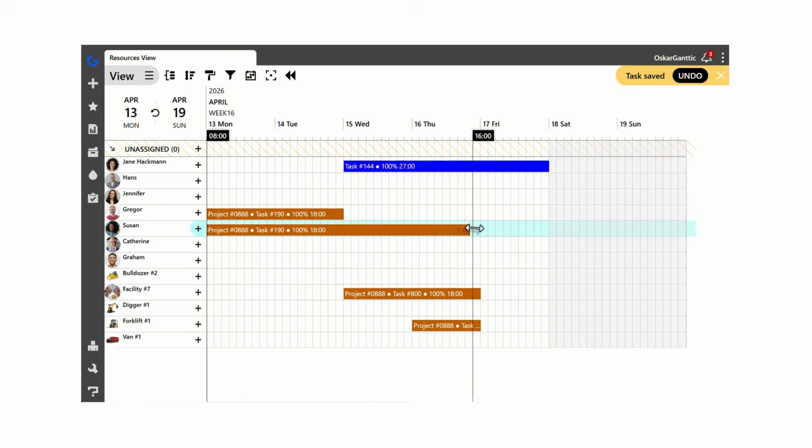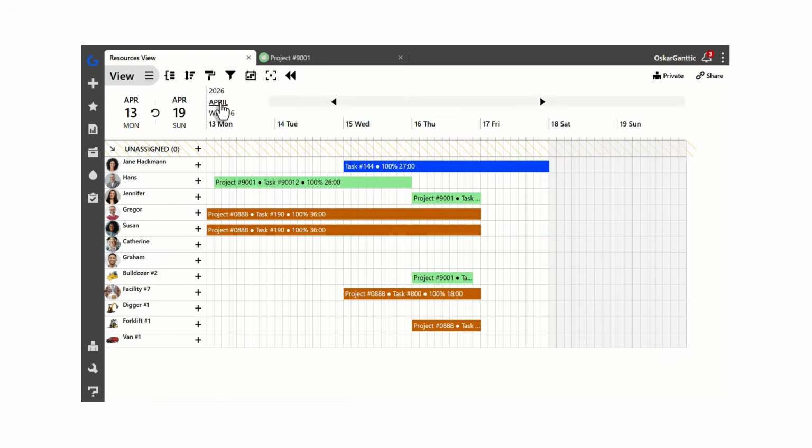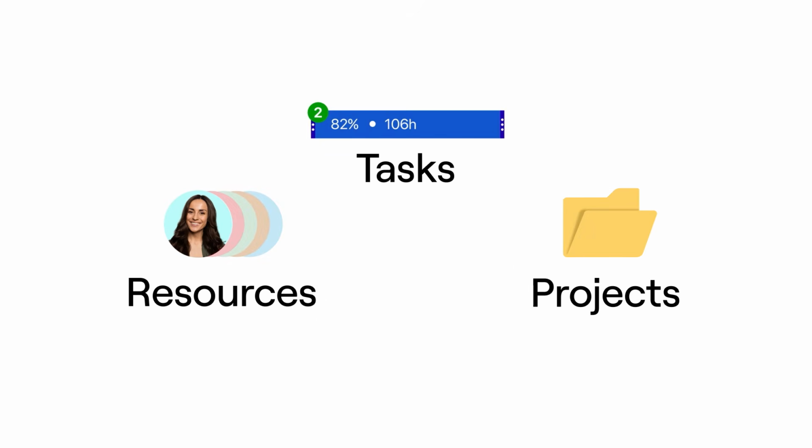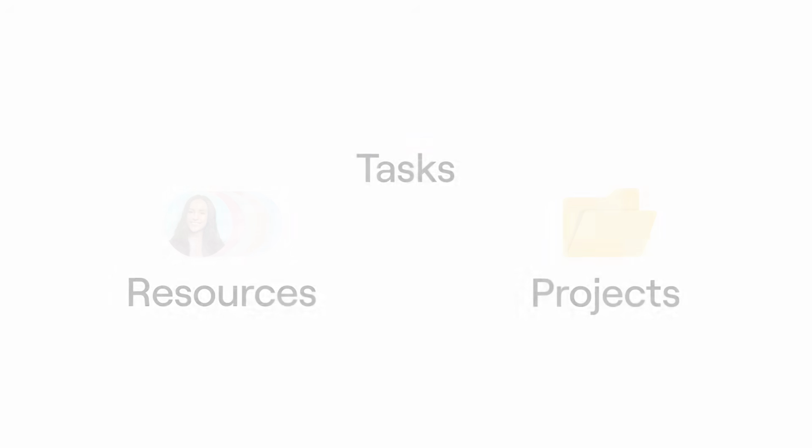But no matter how you plan, your first step in Ganttic is always the same. Everything starts with a resource. A resource is anything you want to schedule. It can be a person, a piece of equipment, a room, or any asset that has availability and capacity. Together with tasks and projects, resources form the three core pillars of Ganttic. These are the building blocks you use to create structured workflows.